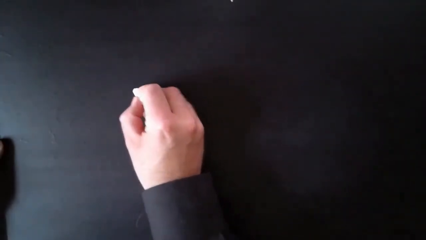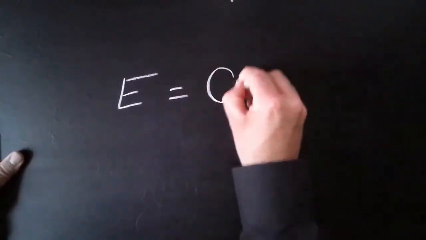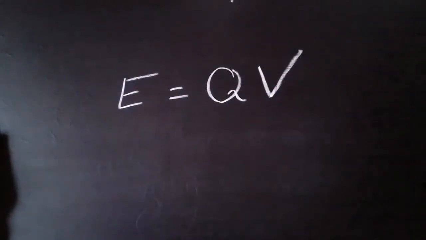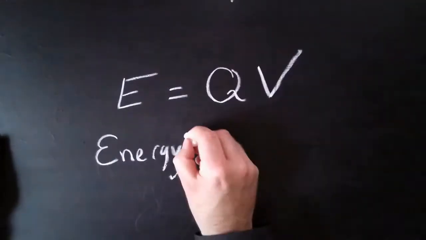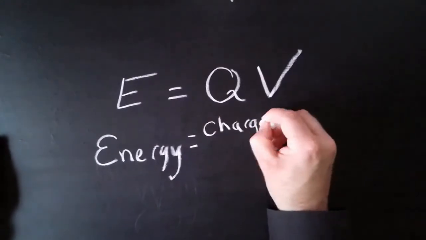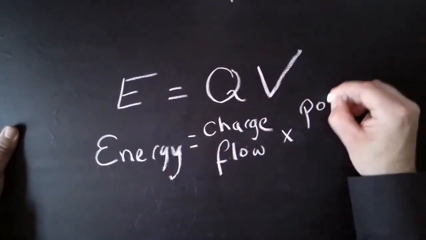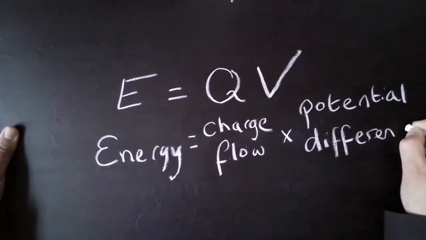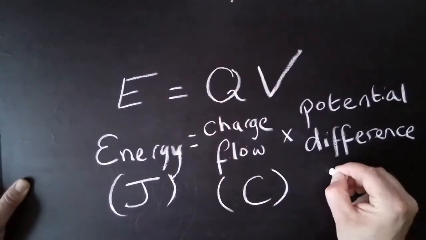However, in your exams, this is the version of the equation that you are given, which is E equals QV, which is energy is equal to the charge that's flowing multiplied by the potential difference across the component. And those units: joules for energy, charge in coulombs, and potential difference in volts.